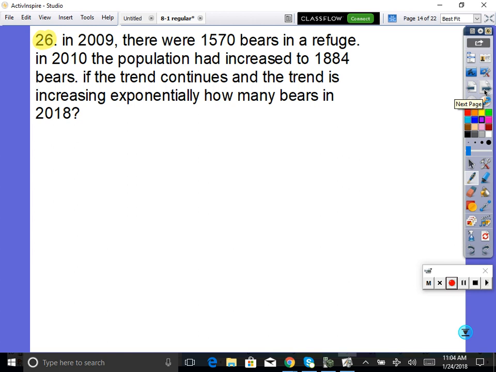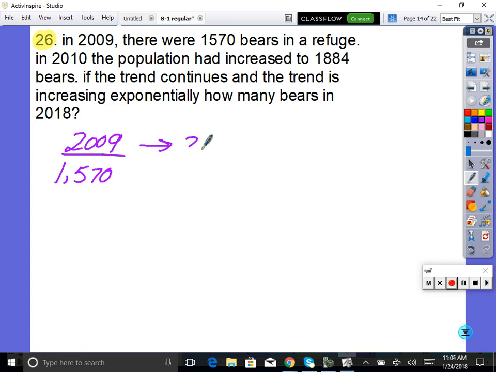Okay, let's look at 26. This one takes a little bit deeper thinking. So everybody look so that you can do similar problems the same way. A lot of times, guys, when you start having big problems like this, drawing yourself a little picture helps. So in 2009, there were 1,570 bears in a refuge. These bears were going extinct, so they put them in a refuge.